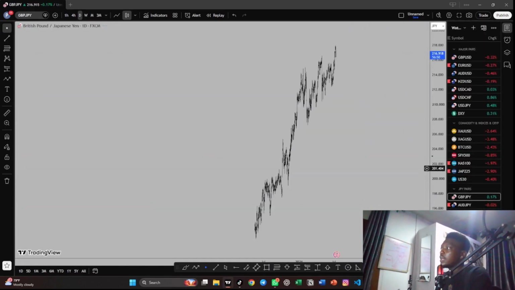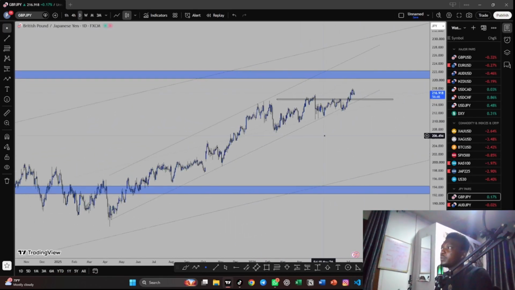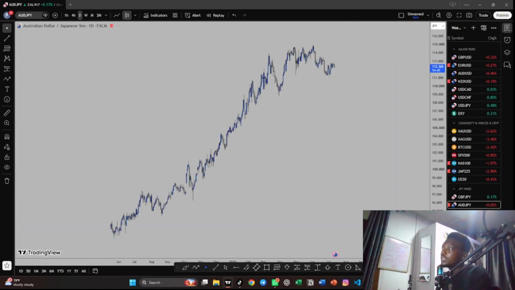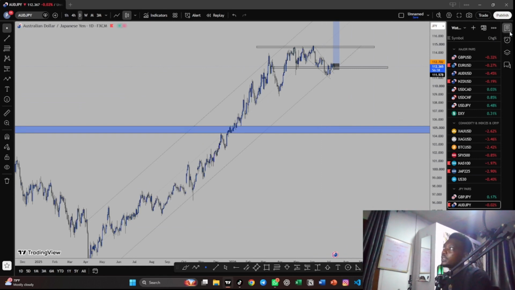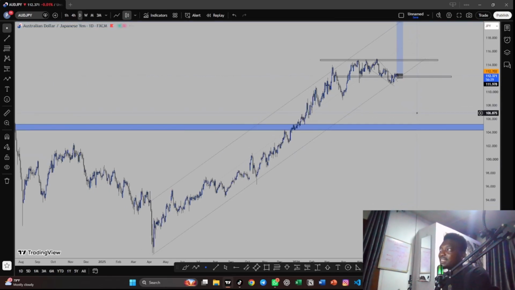And then lastly on the JPY crosses, this is GBP JPY. If we are able to drop lower, we might continue to go down. This is AUD JPY. I'm long on this particular pair, but I've been on this trade for a few days now, and the market is still inside of my entry.